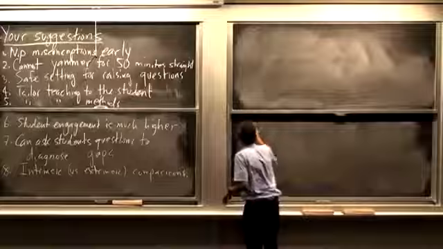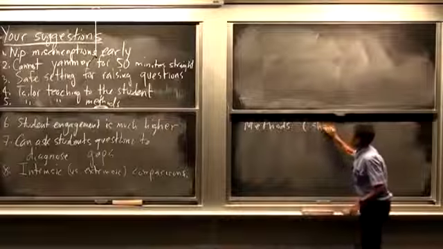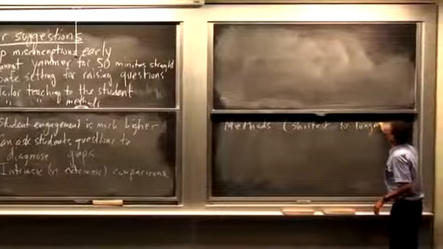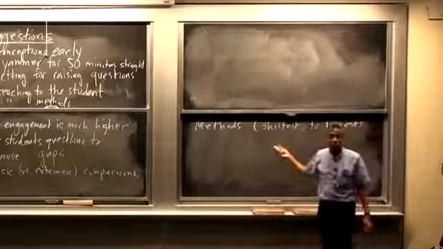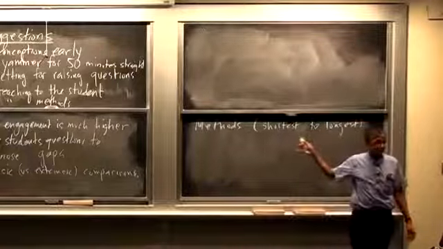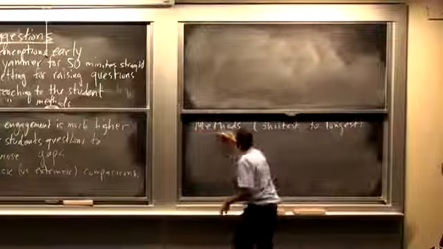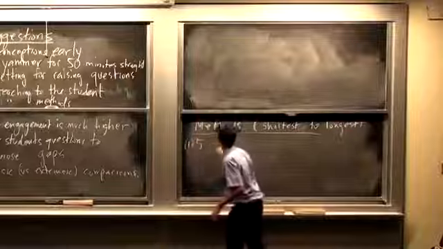But the methods, shortest to longest. The reason I divide them by shortest to longest is the shortest ones are the easiest to incorporate into your teaching. So anytime you teach, if you ask a question, wait 5 seconds. So the 5-second time scale.